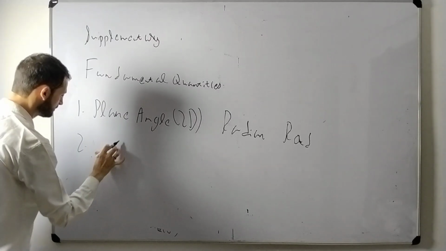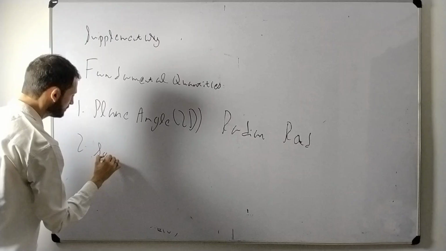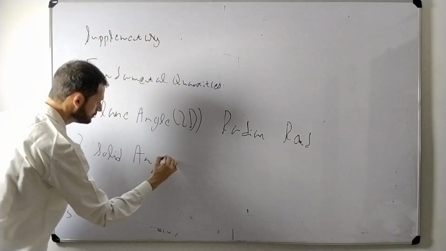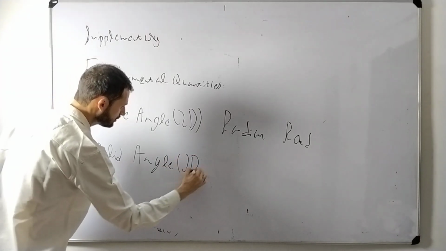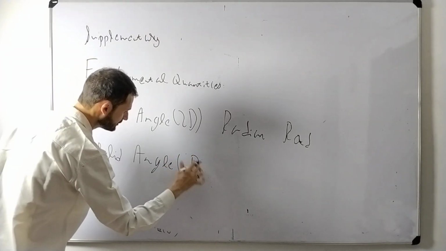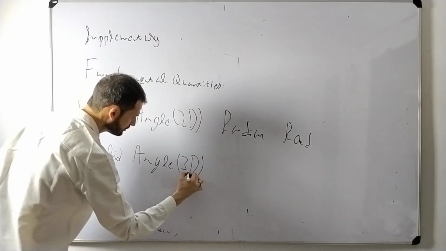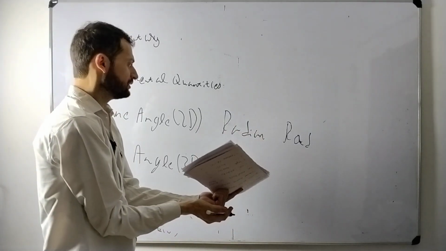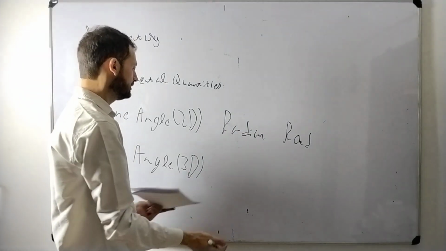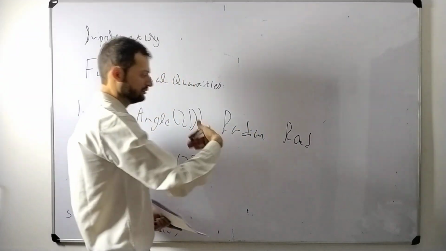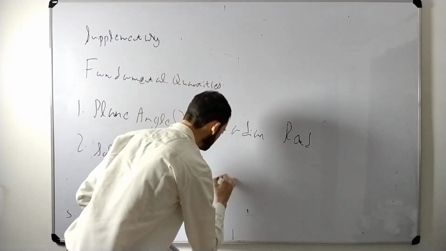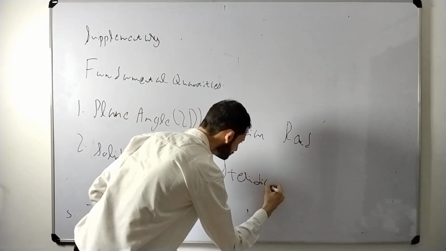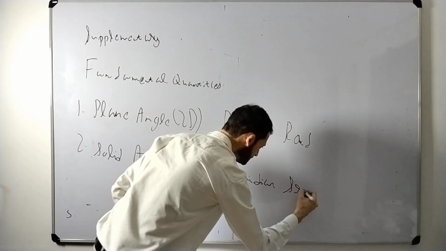Second, solid angle. Solid angle is actually 3D, three-dimensional. So you have a sphere in 3D, and its angle is called a solid angle. Its unit is steradian, SR being the symbol.